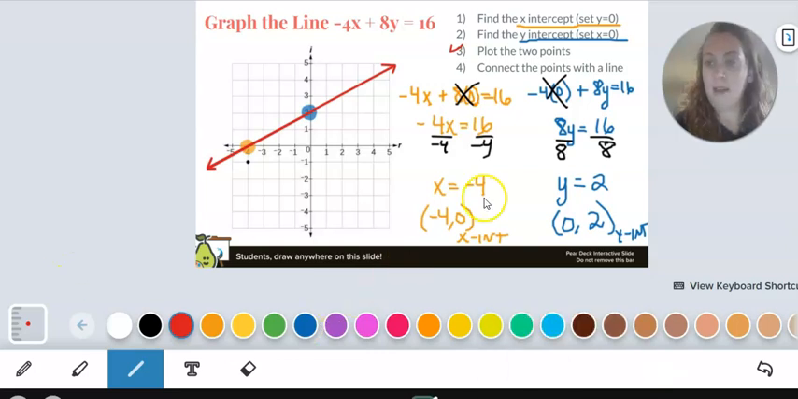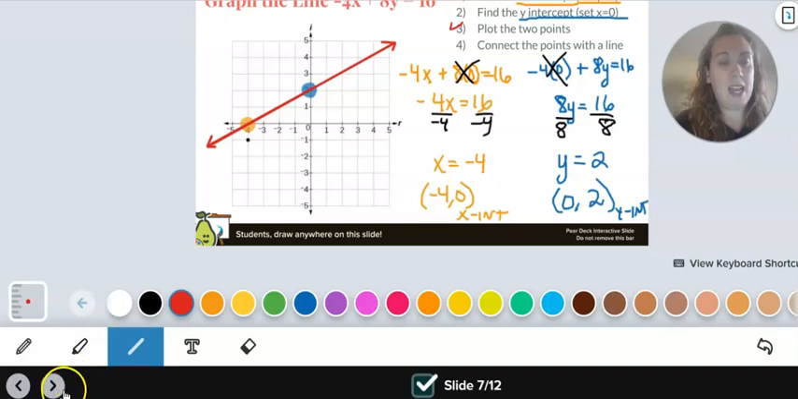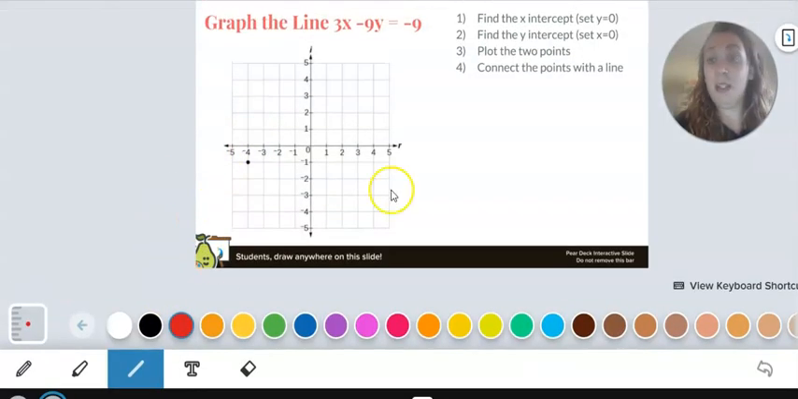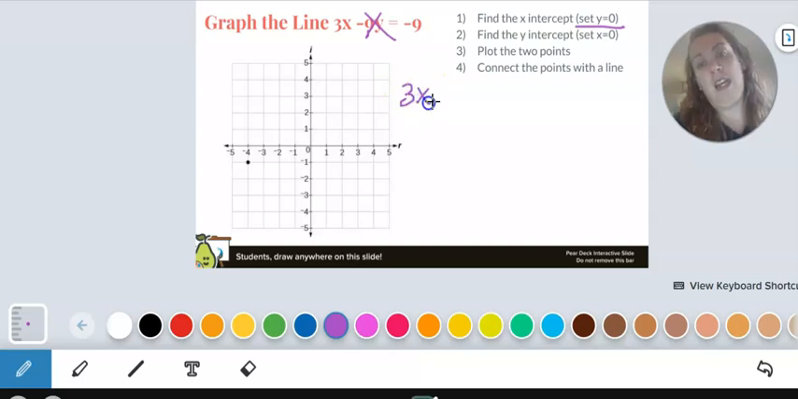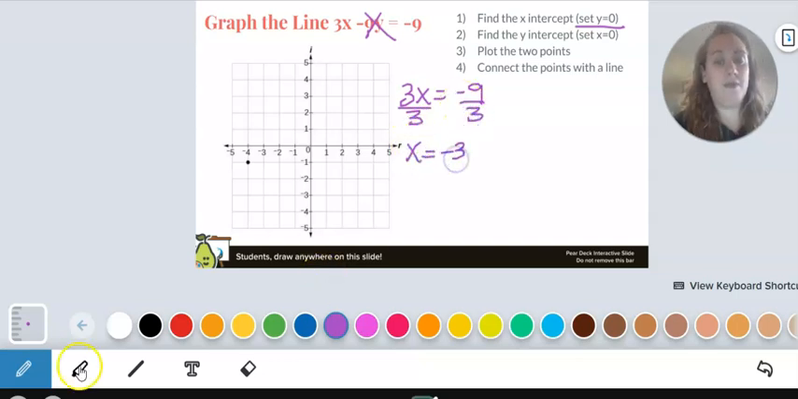Once you're all set, when you have that all graphed, you can push ahead to slide 8. We're going to do it again, practicing the same thing. So for the x-intercept, we are setting y equal to 0. So if y gets set equal to 0, this is just going to cancel out. So we'll just have 3x equals negative 9. Divide both sides by 3, and we get x equals negative 3.